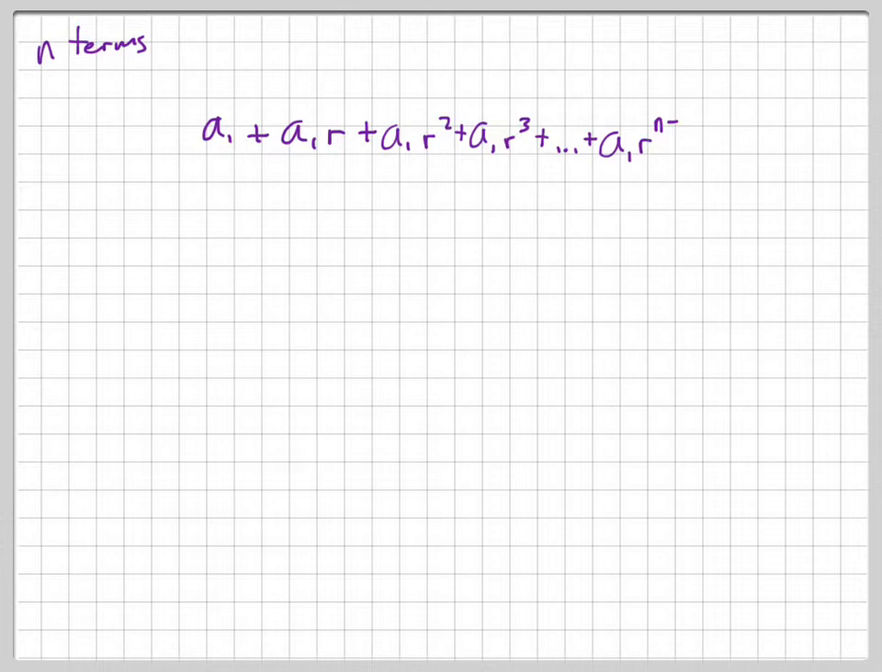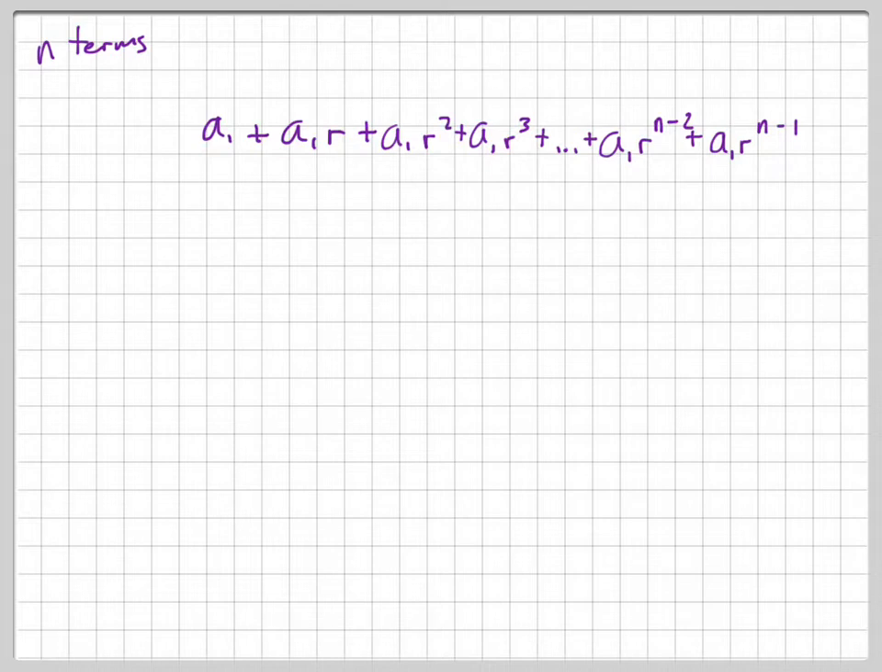Hold on, let me fix that. Not 1, but 2. So after that, we would add the last term, which would be a sub 1 r raised to the n minus 1. Why is it like that?